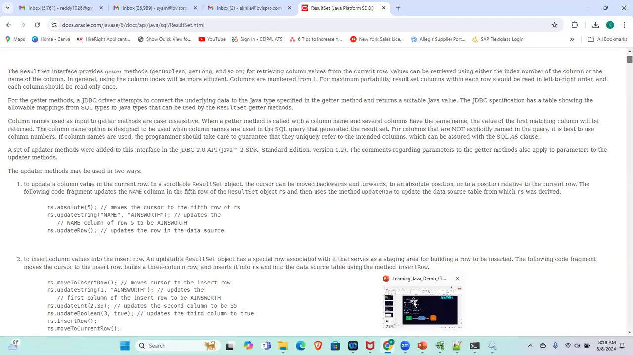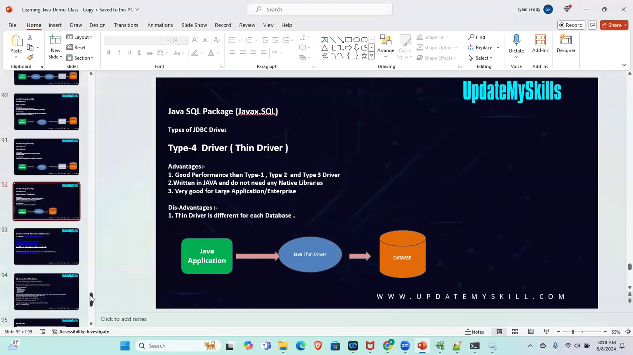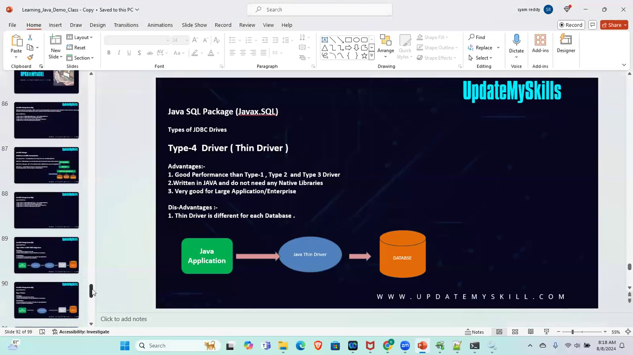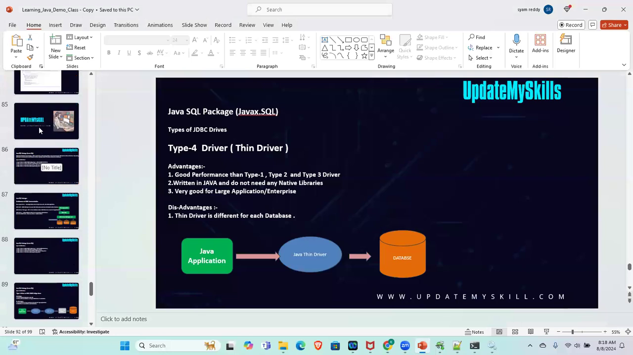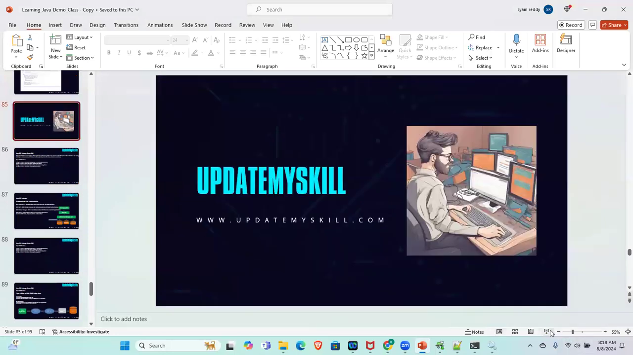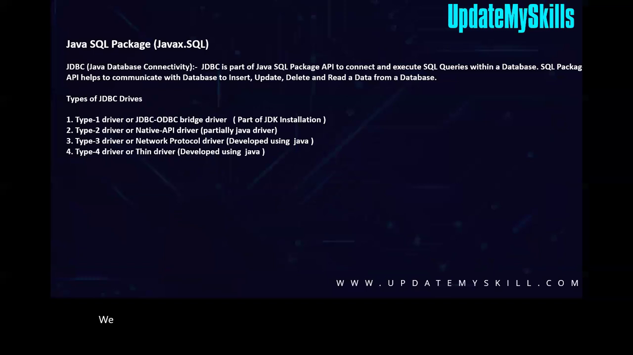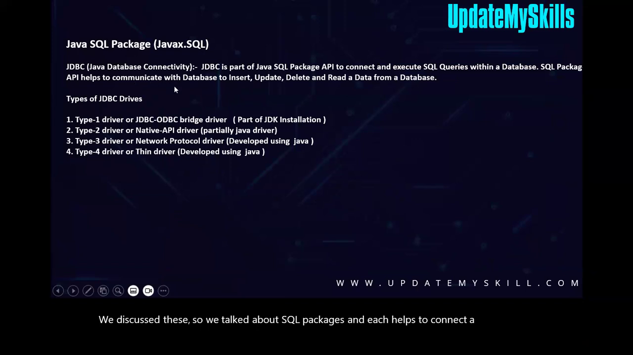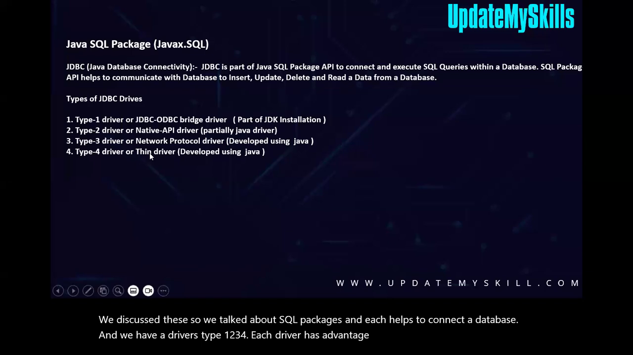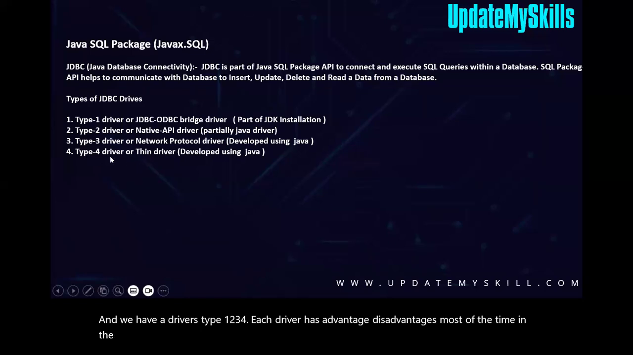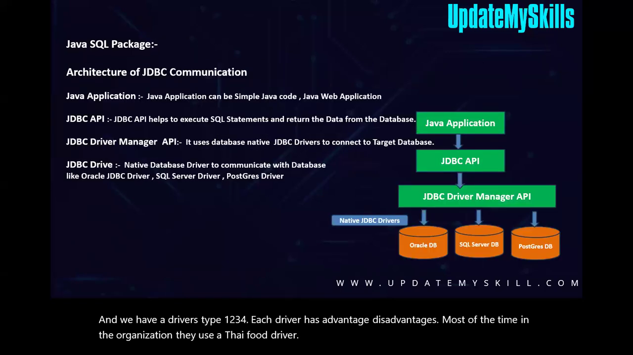So this is an overview of the JDBC concepts we talked about. Let's brainstorm one more time. What we discussed is the SQL packages, and each helps to connect to the database. And we have driver types 1, 2, 3, 4. Each driver has advantages and disadvantages. Most of the time in organizations, they use a type 4 driver. And we saw the JDBC architecture.